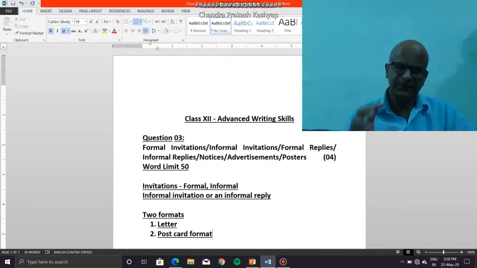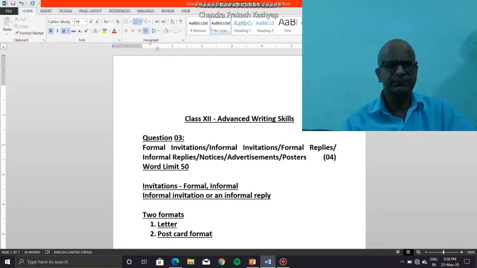Now, really speaking, a formal invitation is always written in the form of a postcard format. The postcard format is what actually is a formal invitation. The kind of invitations that you receive for wedding ceremonies, for important functions in schools, for annual sports day, for Founders Day, the kind of invitations that your parents receive is done up in a postcard format.